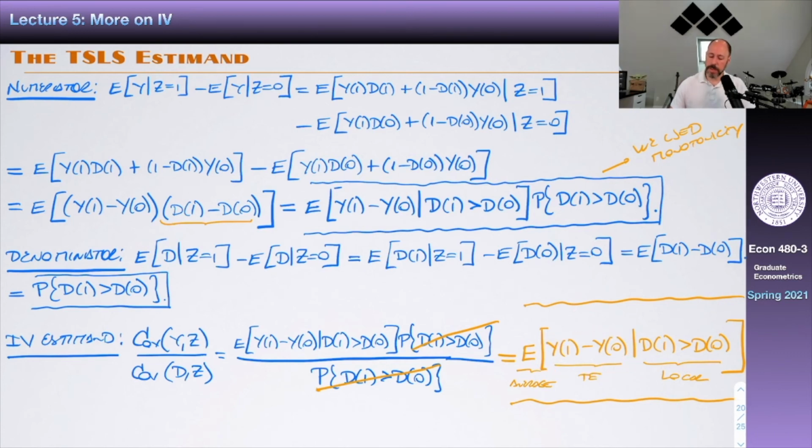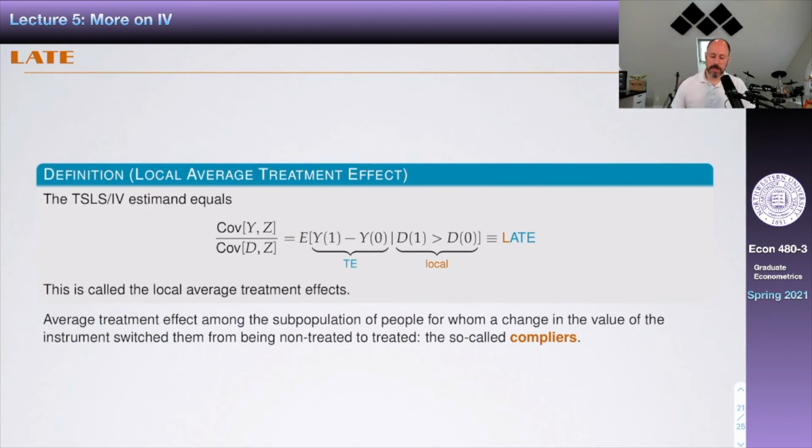This parameter over here is called the LATE, or local average treatment effect. This is what we just proved. The IV estimate is equal to the LATE, the average value of the treatment effect for the compliers, which makes it a local average treatment effect: the average treatment effect among the subpopulation of people for whom a change in the value of the instrument switched them from being non-treated to treated, the so-called compliers.